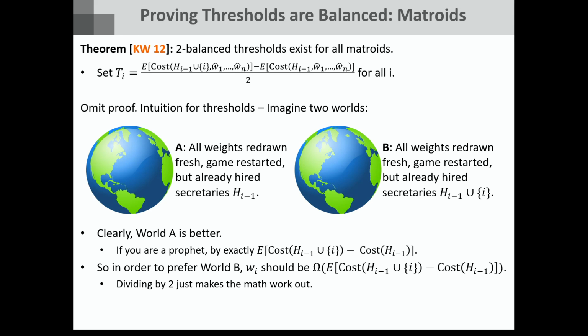Intuitively, what that means is that in order for you to prefer entering world B, w_i should be competitive with its expected marginal cost. And there's no good intuition for why dividing by 2 is a good idea. That's what makes the math work out. Does this make sense? This is just some intuition for why these thresholds work, and I'm claiming that they get a 2 approximation for all matroids.